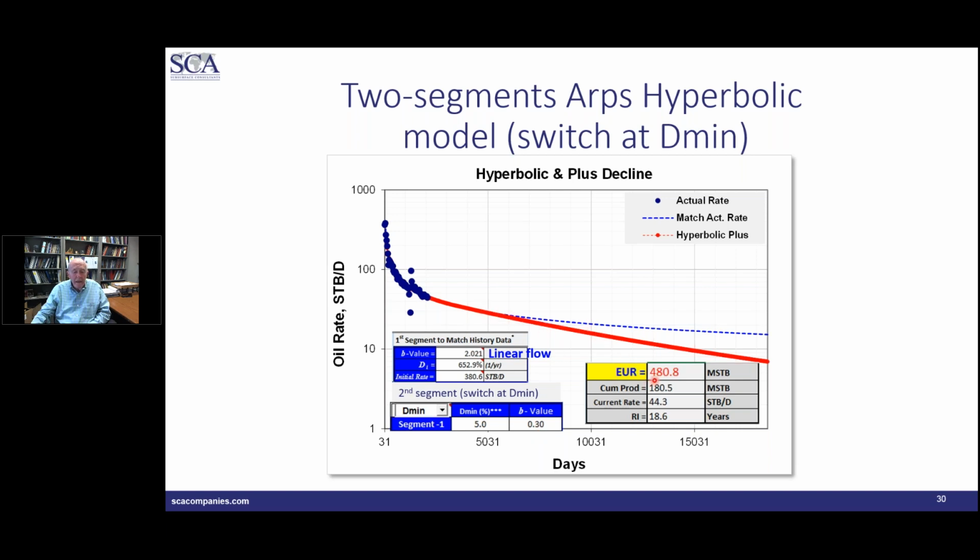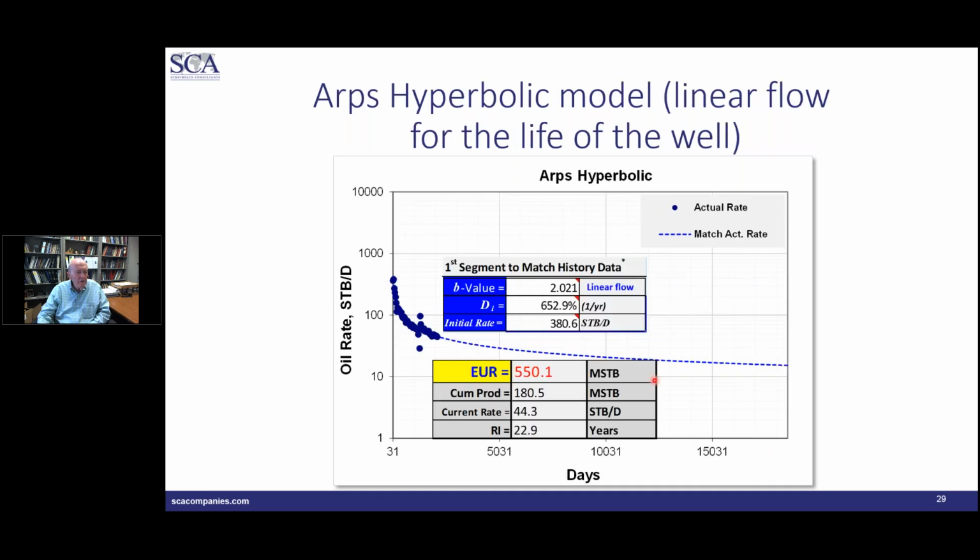EUR is 481,000 barrels versus 550,000. That's a significant difference. And again, the difference in the EURs really understates the difference in these two forecasts, because much of that EUR has already been produced. So the difference in remaining reserves is pretty substantial in this case, depending on how we forecast.